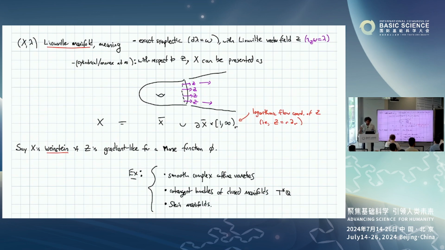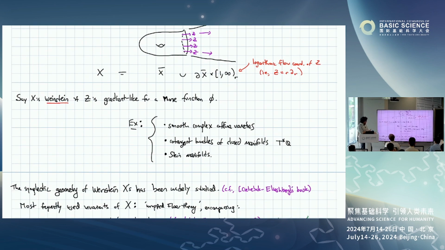And these are Liouville manifolds for which the Liouville vector field is gradient-like for a Morse function. This is a very broad class of non-compact symplectic manifolds. It includes many examples of interest from algebraic geometry. For instance, all smooth complex affine varieties fall into this class. It also includes cotangent bundles, which are among the first symplectic manifolds one studies, and more generally, all Stein manifolds.